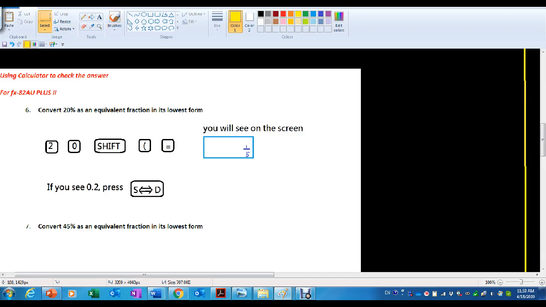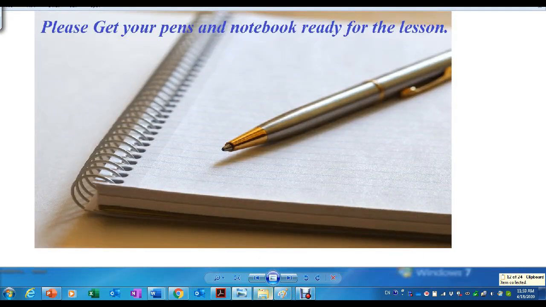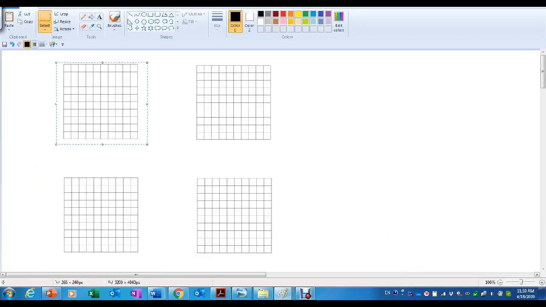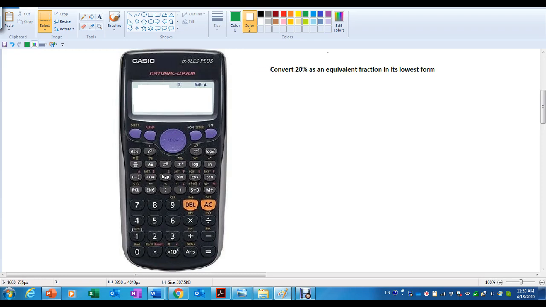So here's the question. Sorry, I need to go back to here. Convert 20%. So what are you going to do? First, you need to press 20. You know how to press 20 over here. So you need to press 20.